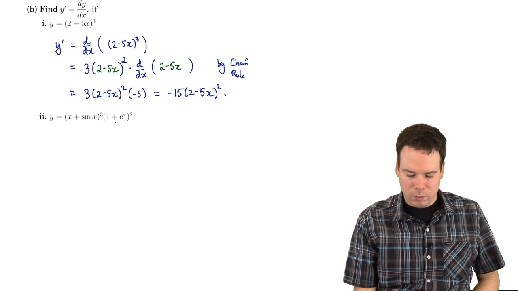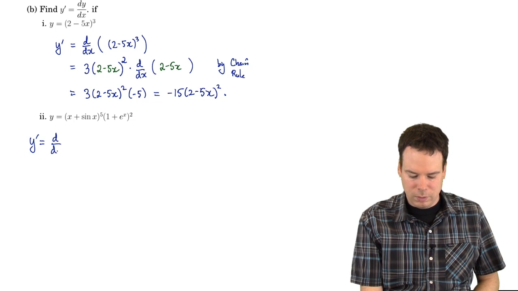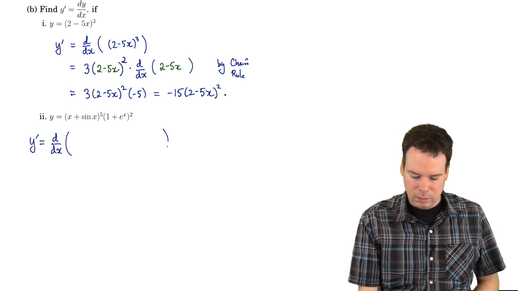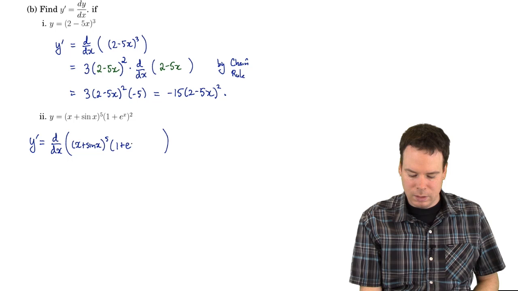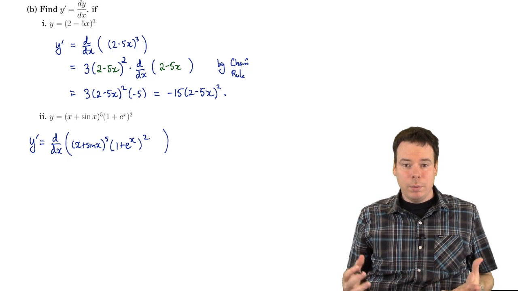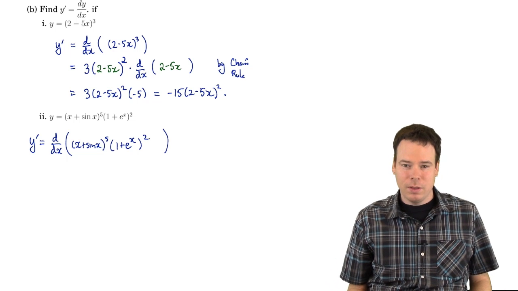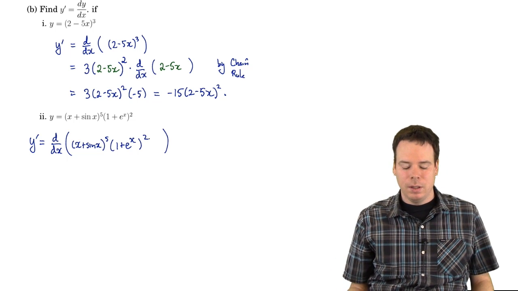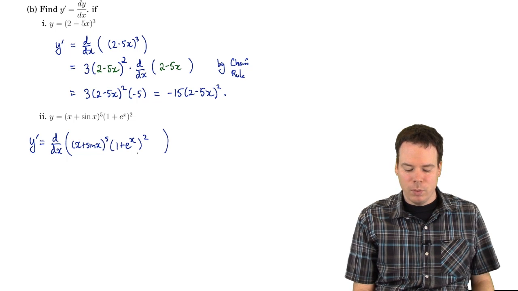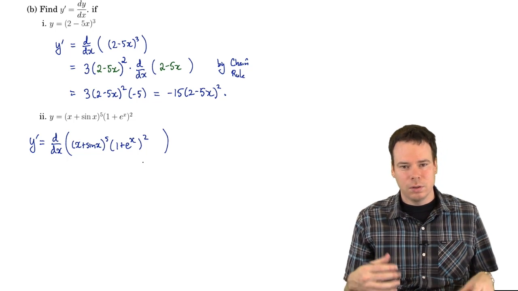We're going to work out the derivative of this, y prime, which is the derivative of x plus sine of x to the fifth times 1 plus e to the x all squared. So do we apply the chain rule? Well, I mean, we need to be careful here. We have to think about how this function is built up. At the very top level, what's happening here? What operation? Is there a composition or is it something else? So how do you figure this out?